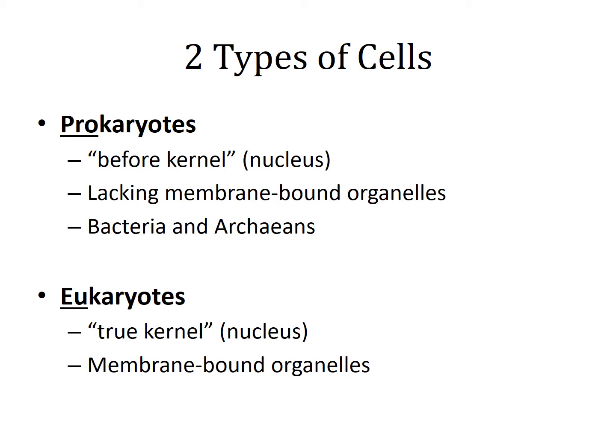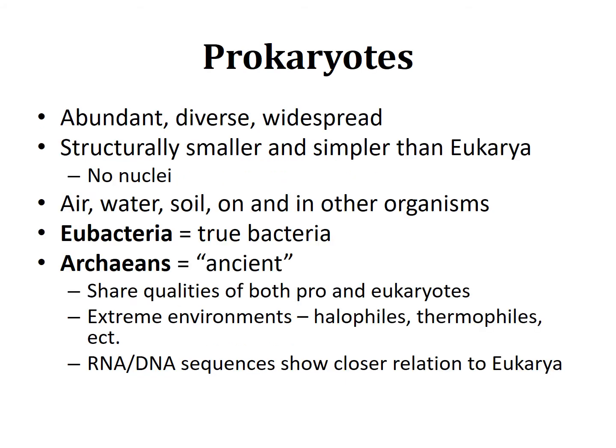For us, it's very critical that we understand that there are two types of cells. There are prokaryotic cells and eukaryotic cells. Prokaryotic cells do not have a membrane-bound nucleus and they do not have membrane-bound organelles, whereas eukaryotic cells do have a membrane-bound nucleus and they do have double membrane, and generally speaking, membrane-bound organelles.